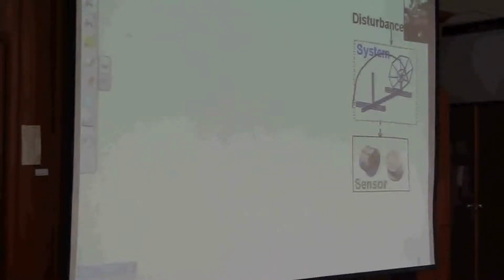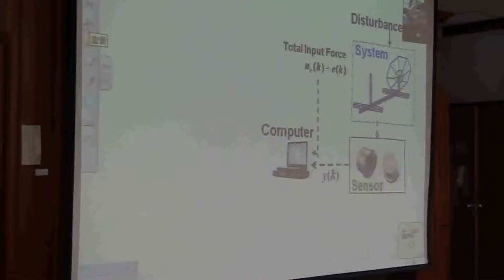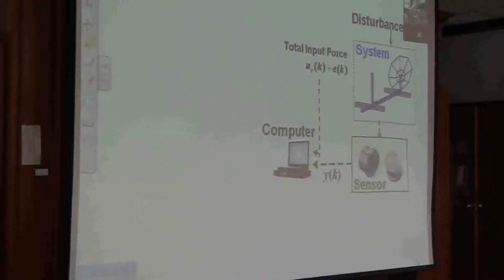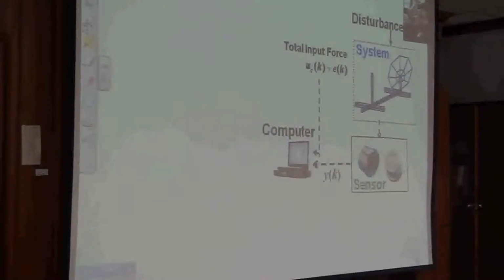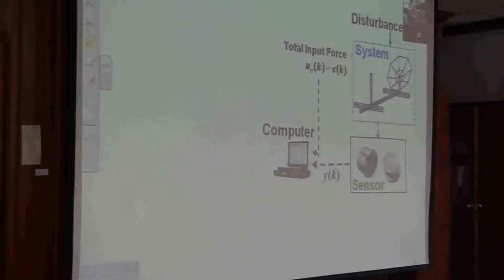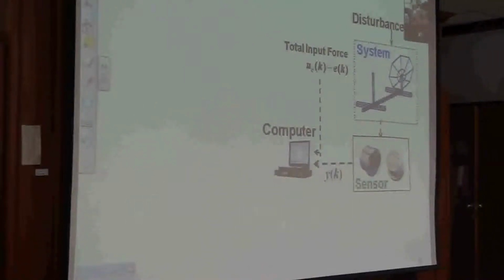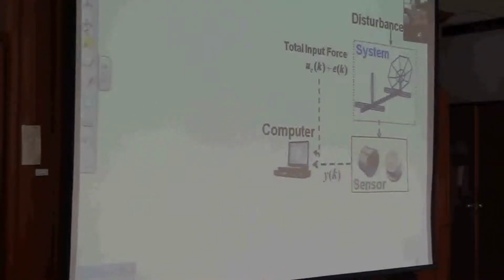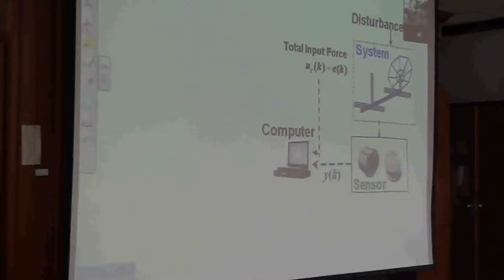picture. So we still have the output, and the output goes to the sensor, and then the sensor, so Y is usually used as a convention that we use for the output, and we need it to go into the computer for system identification. And also we need the input, as we said in the previous slide. We need the input and output.